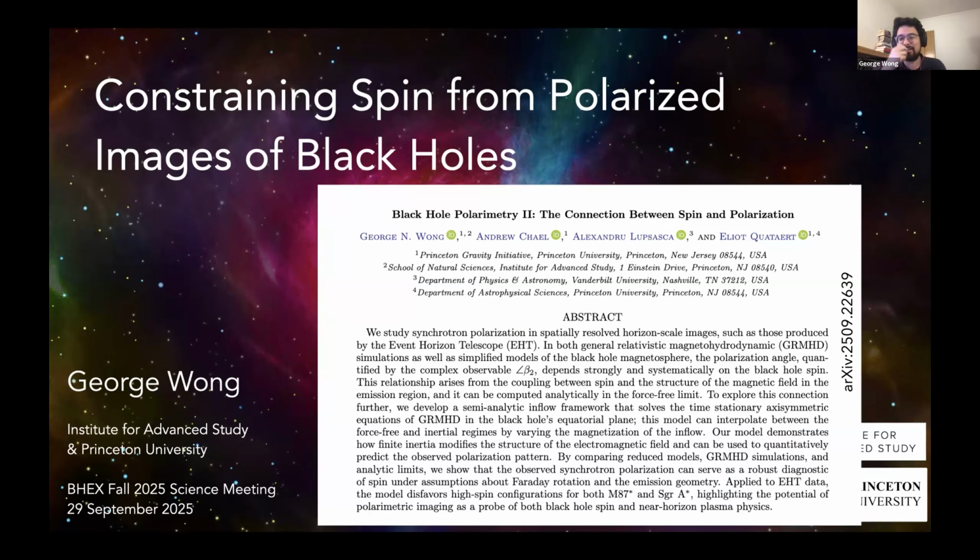And so this is the second in a sequence of papers where the authors, myself, Andrew Schall, Alex Lipsaska, and Elliot Quadier, are looking at various signatures of polarization in black hole images or black hole movies, and trying to drill down and understand in a robust, quantitative way what information we can learn about the black hole, about the accretion system, from these polarimetric images.